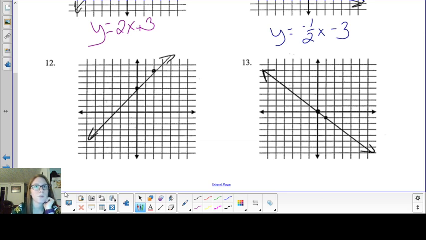Again, number 12, we're going to start at the leftmost point. Oh, there it is. We are 1, 2, 3, 4, up 4. And then to get from my intercept to the next point, I am up 1, 2, 3.